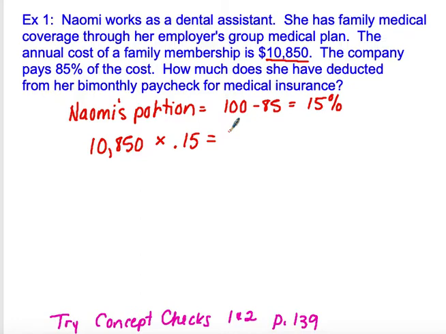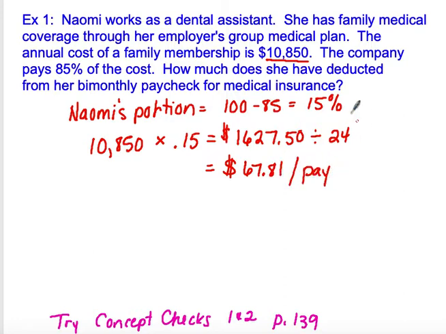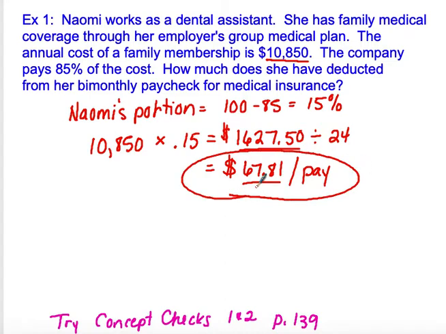So 15% of $10,850 gives us $1,627.50 that she has to contribute. Now, if we're taking that out of 2 monthly paychecks a month, we're going to divide that by 24, and her paycheck contribution is $67.81 per pay. She pays $1,627.50 annually, but she's going to pay $67.81 per pay. That's what Naomi's contributions will be.